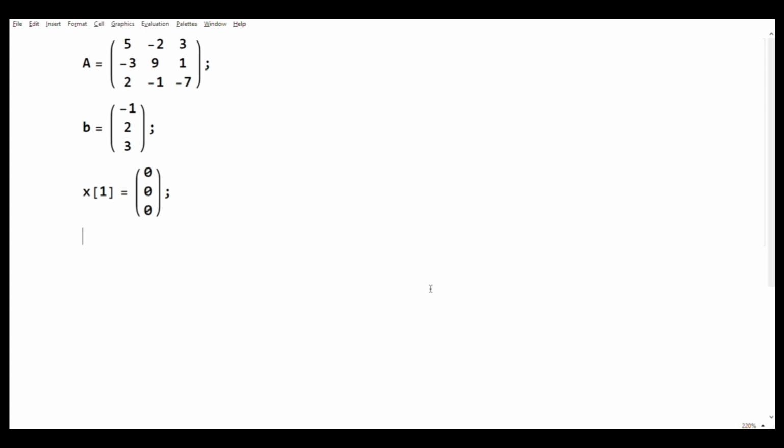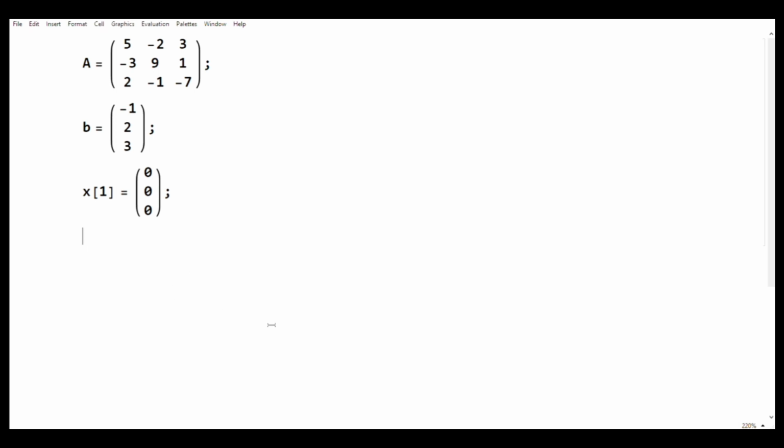Assalamualaikum and hi everyone. Now we are going to solve the linear system, but now we are going to use Mathematica. This is the left hand side of the system, which I call matrix A, and this is the right hand side of the system, which I call matrix B. The initial value I put as a zero matrix.